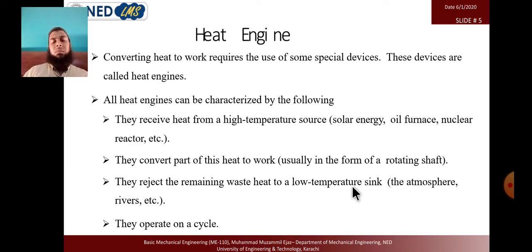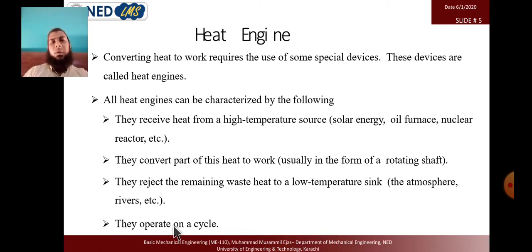So they are all installed where they can reject heat energy into a heat sink, and the best heat sinks are rivers and the sea. They can also reject heat into the atmosphere, but the atmosphere is not a very good conductor of heat, so it is better to install them around the sea or a river. But heat energy can also be rejected into the atmosphere. Our atmospheric air is also considered a heat sink, like the car engine and the generator, which reject heat through a radiator to the atmosphere.